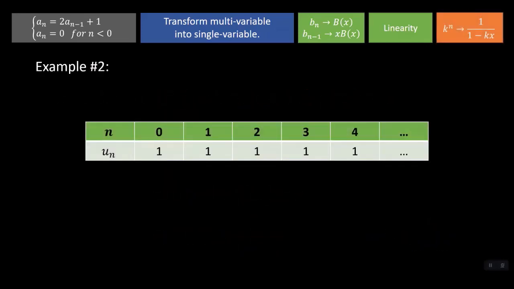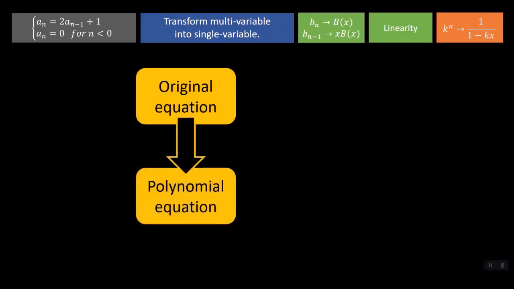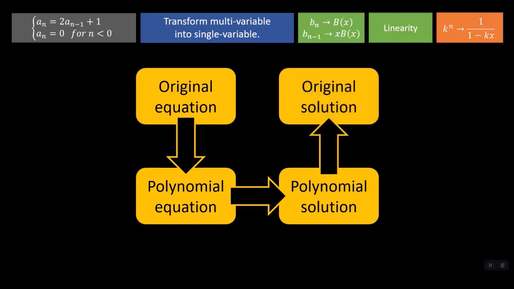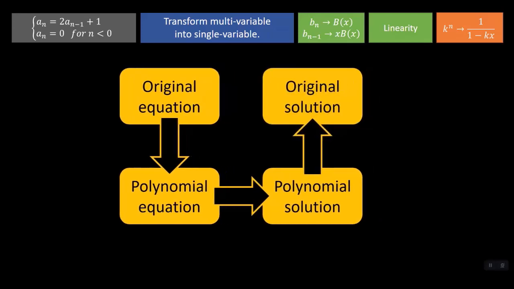Now consider the sequence of 1s. We will call this sequence u of n. It can be thought of as the sequence of powers of 1, and so the polynomial for it would be equal to 1 divided by 1 minus x. Now that we have our weapons ready, we can attack the original problem. What we're going to do is to transform the original equation to an equation about polynomials, and then solve this equation to find a polynomial solution, and then see what sequence this polynomial corresponds to.